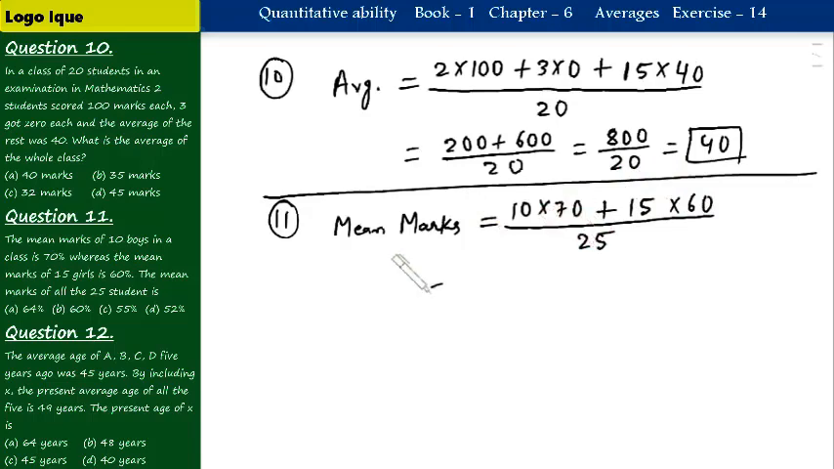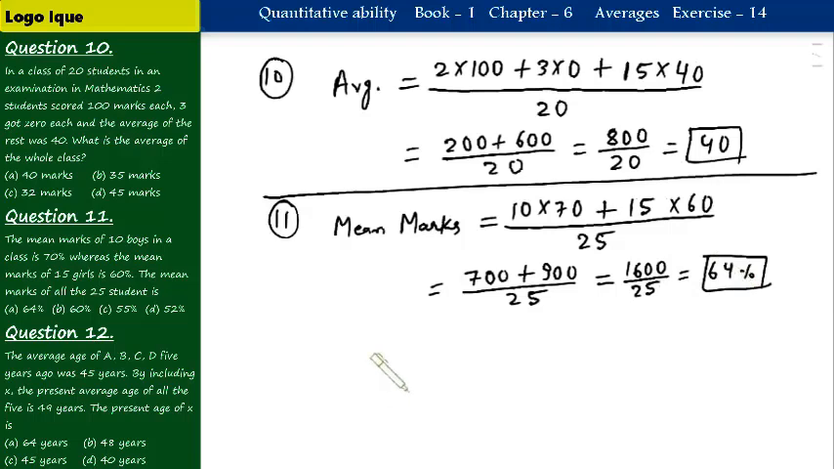So we have 700 plus 15 into 60, which is 900, divided by 25. So the overall average is 1600 upon 25. Okay, so it is equal to 16 fours are 64%. So percentage marks of the whole class is 64%. It is the combined average.